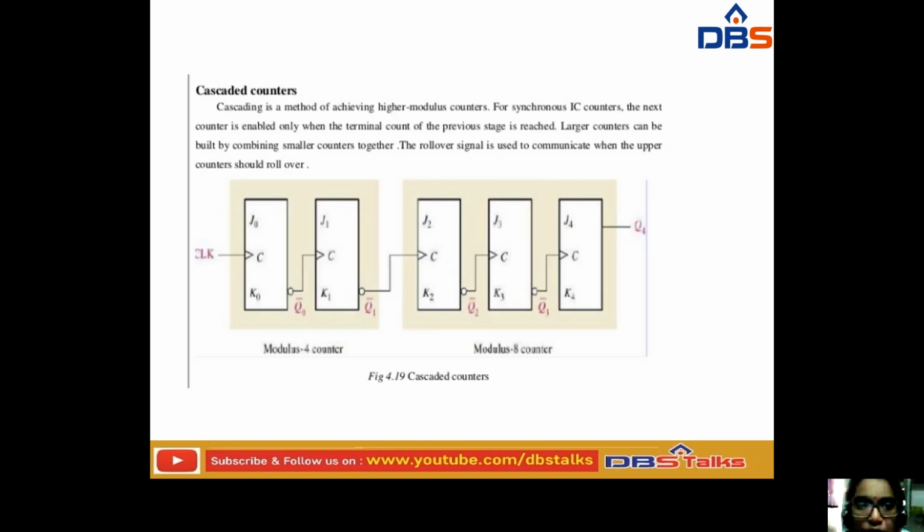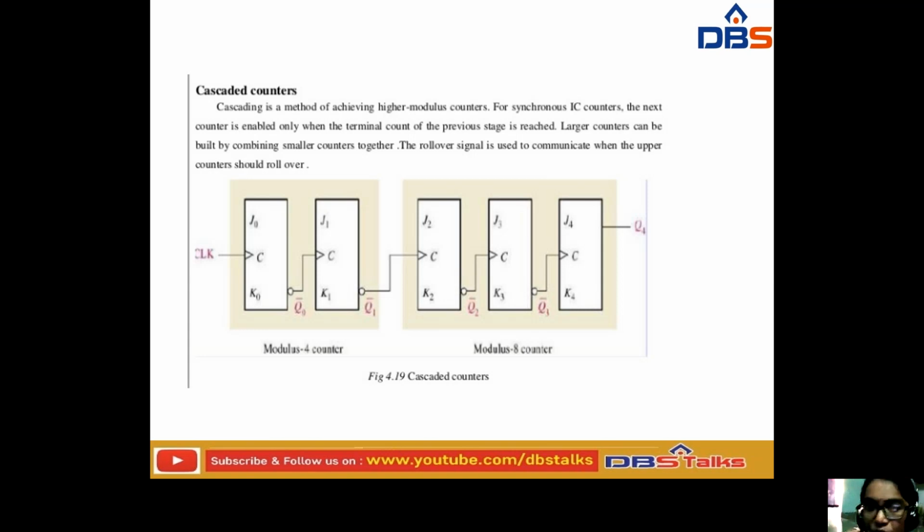Now let us see about cascaded counters. Basically, cascading is a method of achieving higher modulus counters. If you want to cascade higher modulus counters for the synchronous integrated chip counters, the next counter is enabled only when the terminal count of the previous stage is reached. So large counters can be built by combining smaller counters together.